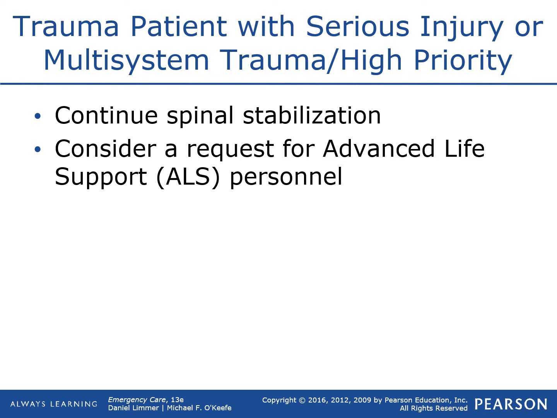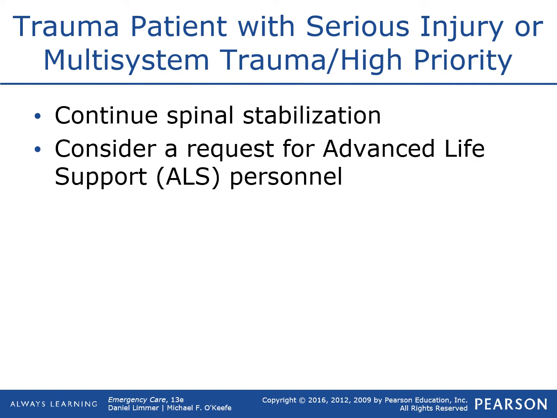So when you have a trauma patient with a serious injury or multi-system trauma, multi-system trauma means trauma affecting several different body parts or body areas at once. So you might have a trauma that affects the head and the chest. So it's multi-system because you have your brain and your lungs and heart, so you're affecting multiple systems at the same time. So if they either have a serious injury of one area or multi-system trauma, they're usually going to be a high priority patient.